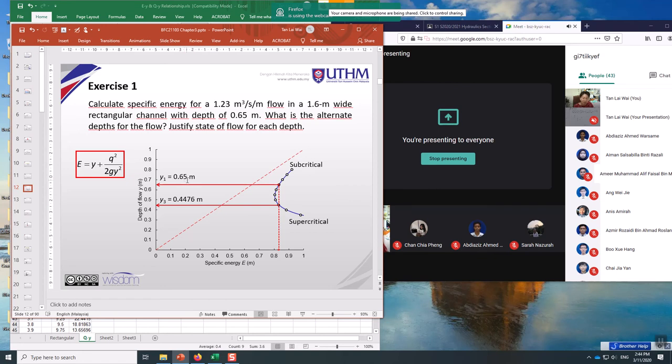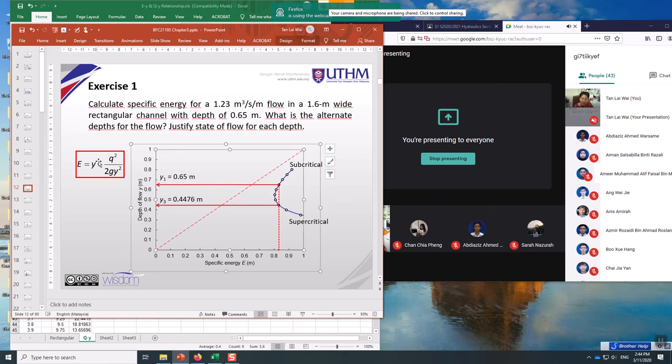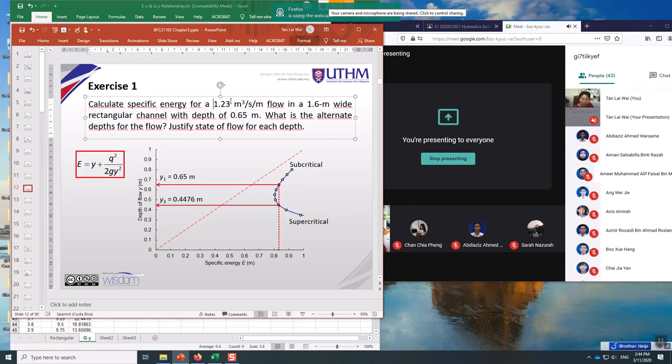As a rule of thumb, the higher depth of flow is subcritical and the lower depth of flow is supercritical. When you justify the state of flow, you can use the Froude number to check whether it is greater or less than 1. If you don't believe me, you can substitute both answers in this expression, and you will definitely get the same E.